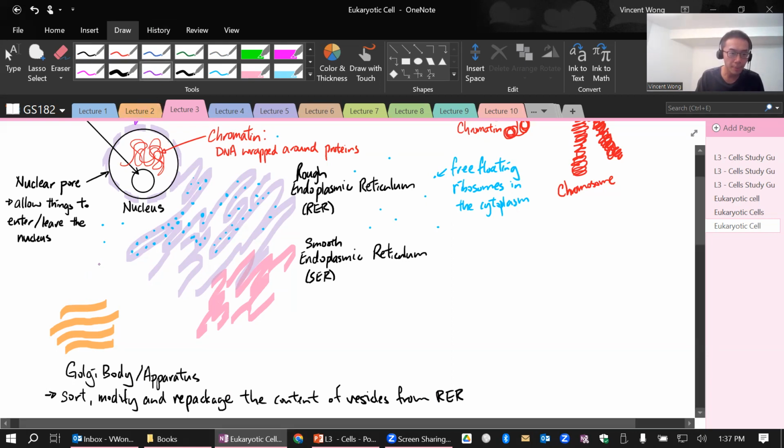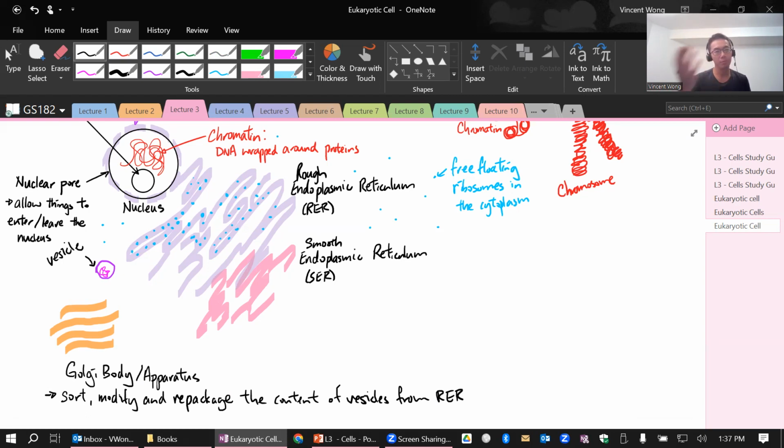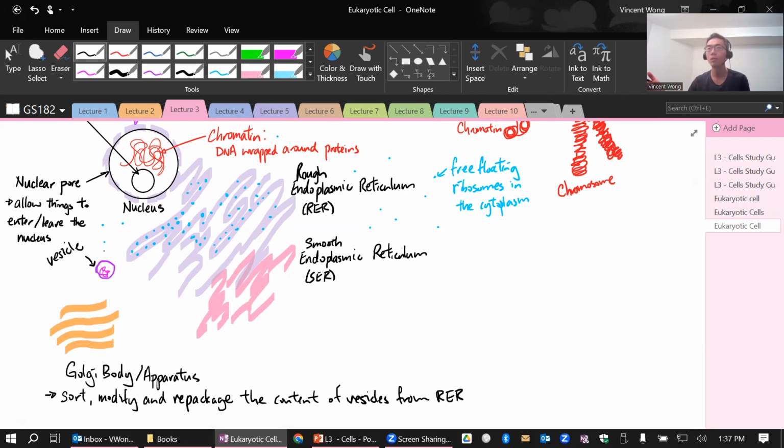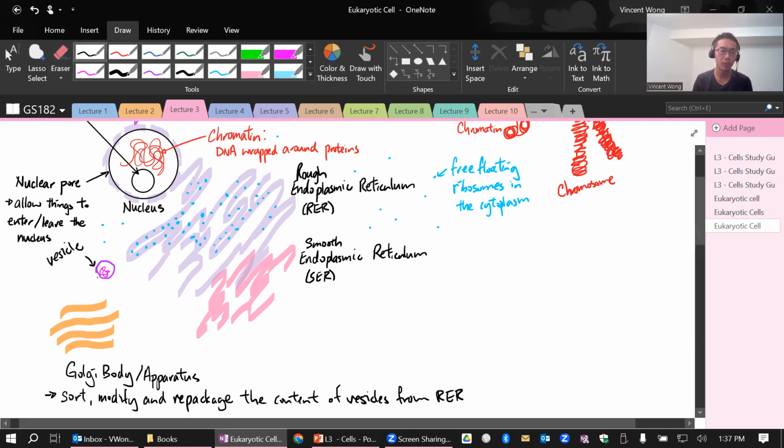So you see this bubble that pinches off from the rough ER earlier? Right, this is a vesicle. Well, it turns out the protein is not quite ready for use yet. There might be some extra modifications that you need to make to it. You might need to give it a special tag so that it knows where to go. So it will need to travel to the Golgi body.